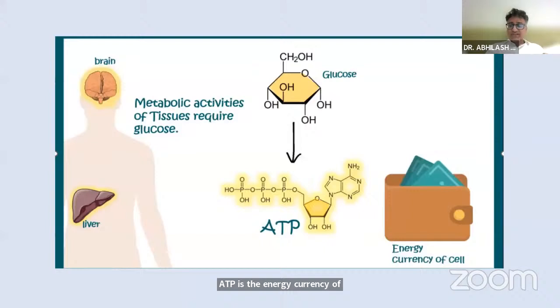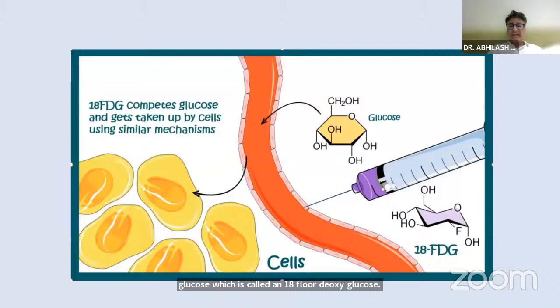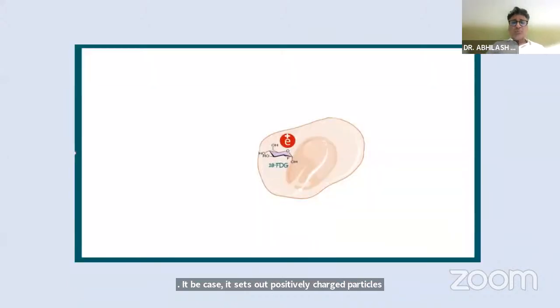This entire process is manipulated by researchers and scientists, who have made a radio-labeled nuclear isotope of glucose called 18-fluorodeoxyglucose. It competes with the glucose already present in the blood and is taken up by the cells. What is important about 18-FDG is that it decays and emits positively charged particles called positrons. The moment it enters the cell, the positron is released.